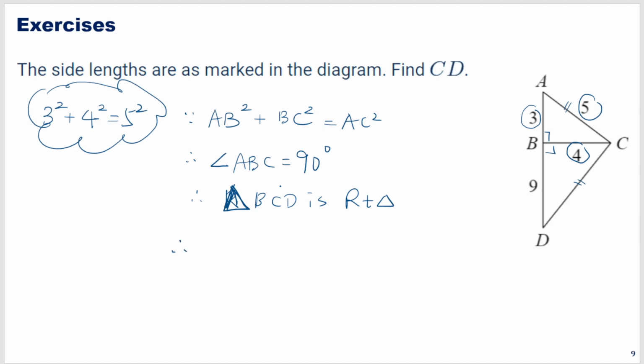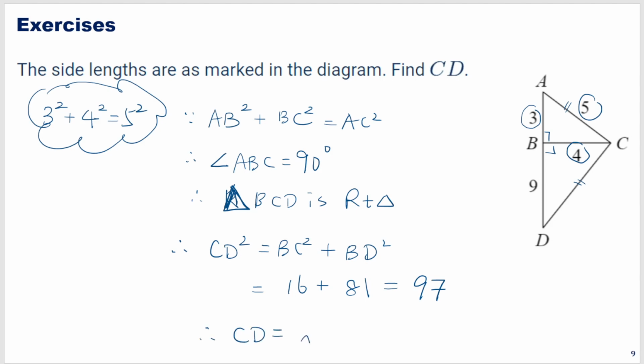Therefore, according to Pythagoras theorem, we have CD squared equals BC squared plus BD squared, and this gives us 16 plus 81, which is 97. Therefore, we know CD equals square root of 97. We cannot simplify that, so you can just leave it there, right?